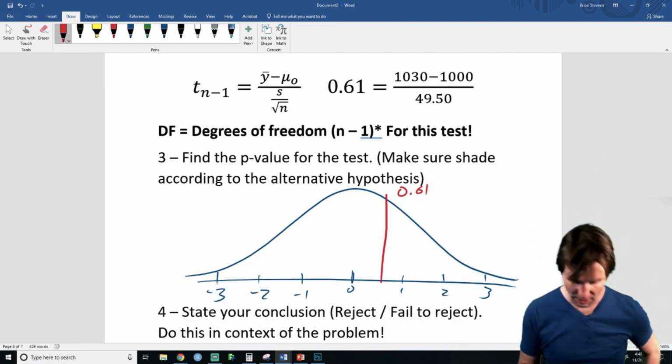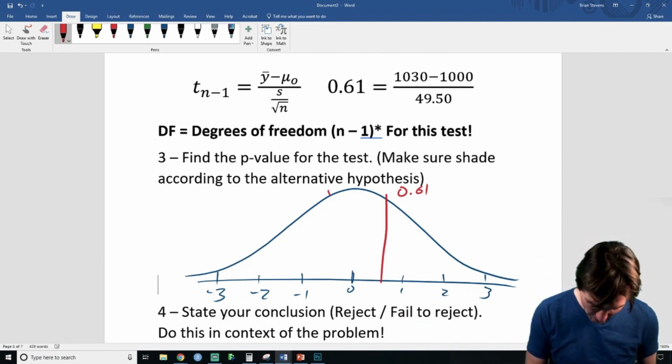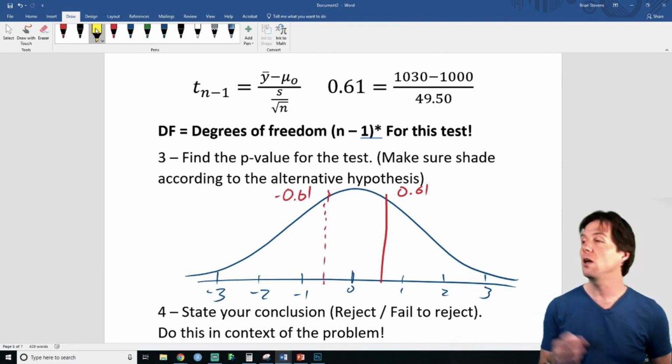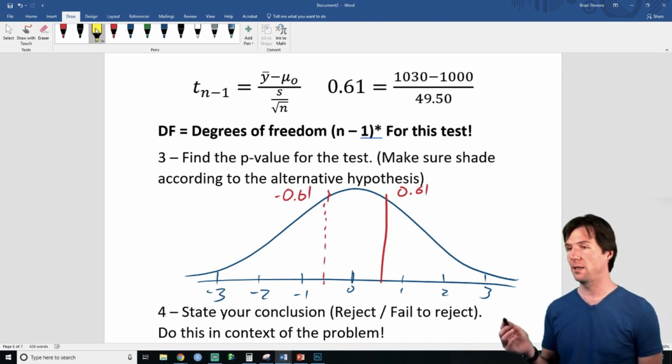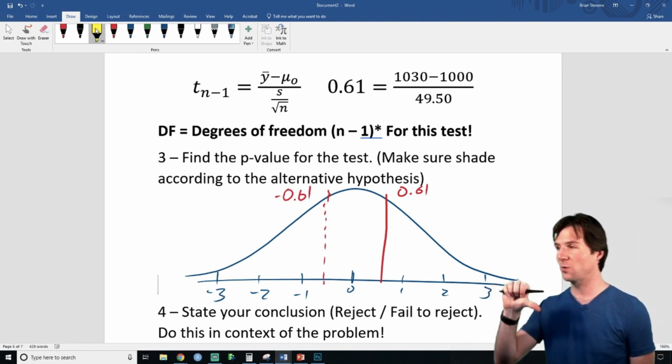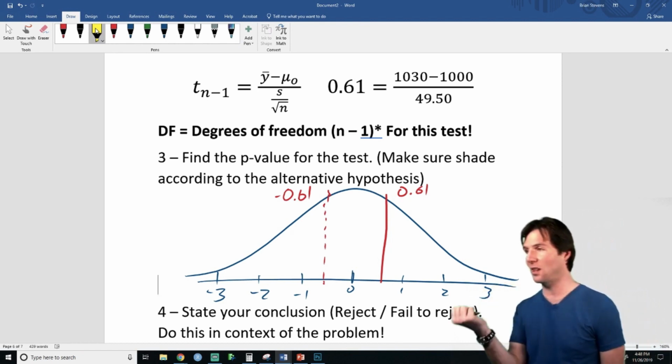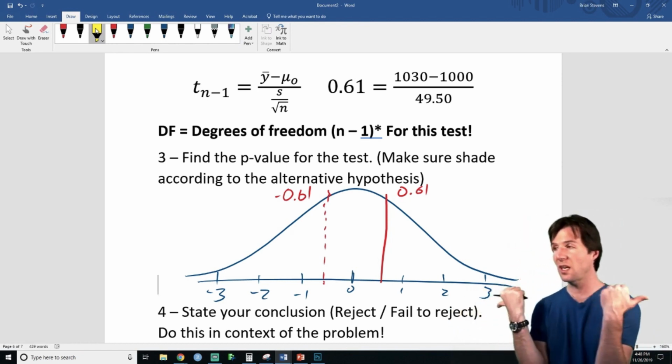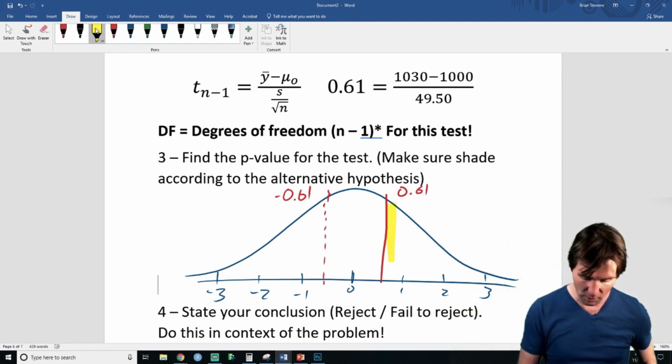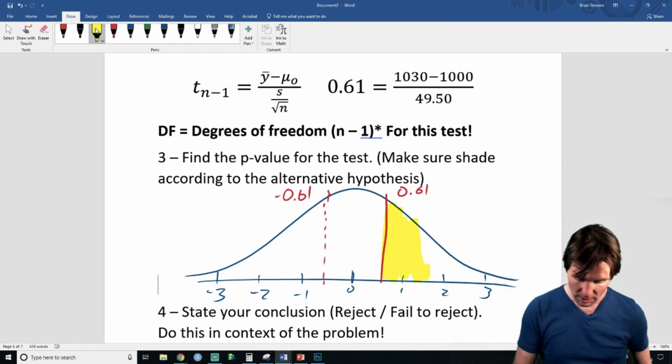This is the does not equals test. So I'm going to draw a line right here that is just as extreme on the other side at negative 0.61. Because the alternative is two-sided, if it was one-sided, I would just shade to the right. If it was left, I would shade to the left, less than. But since it's two-sided, I shade to both sides. So we go here and we shade our p-value.